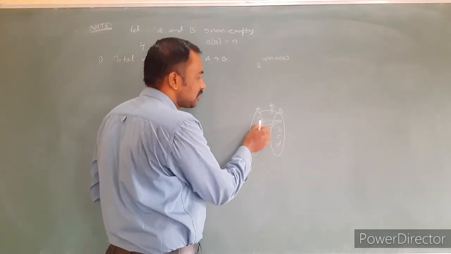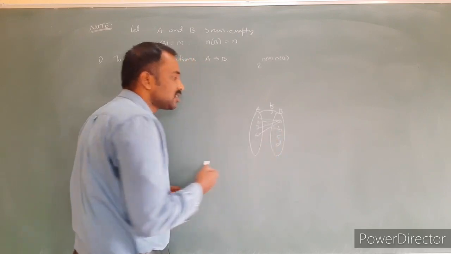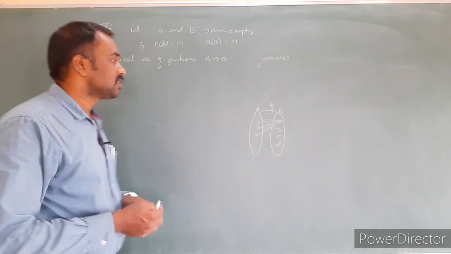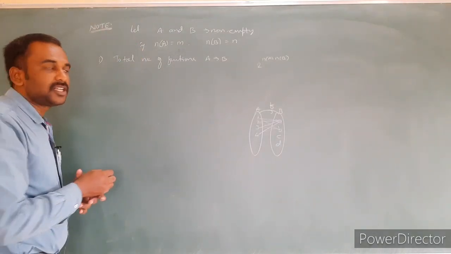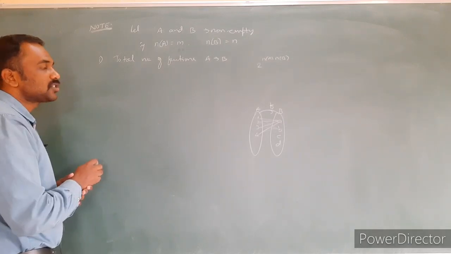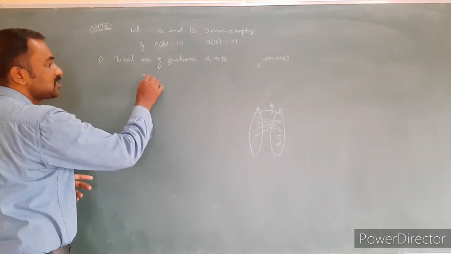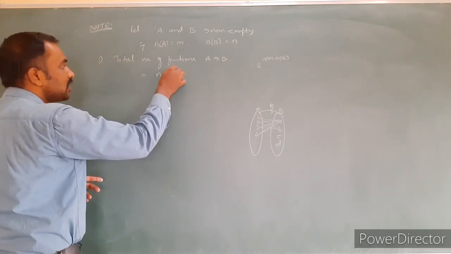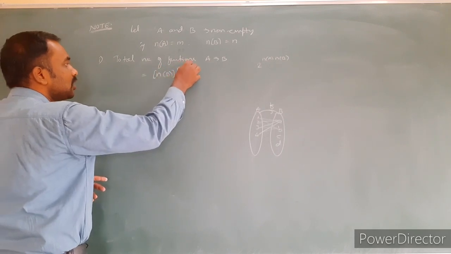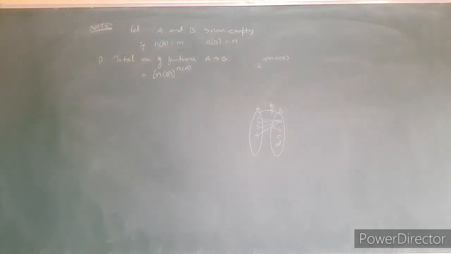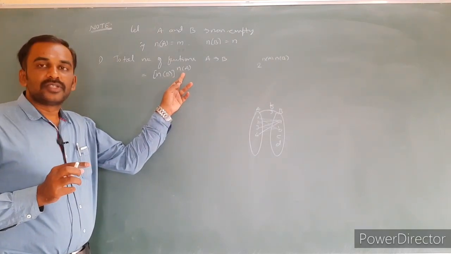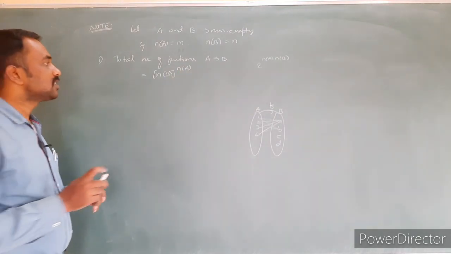Second case, 1 is related to B, 2 is related to B, 3 is related to B, 4 is related to B. Like that, how many different functions can we write here? Therefore, the total number of functions from set A to set B is equal to the total number of elements in set B raised to the power of the total number of elements in set A.